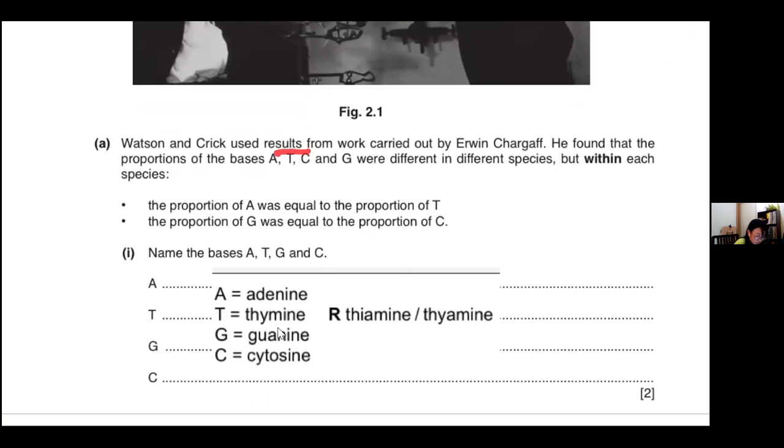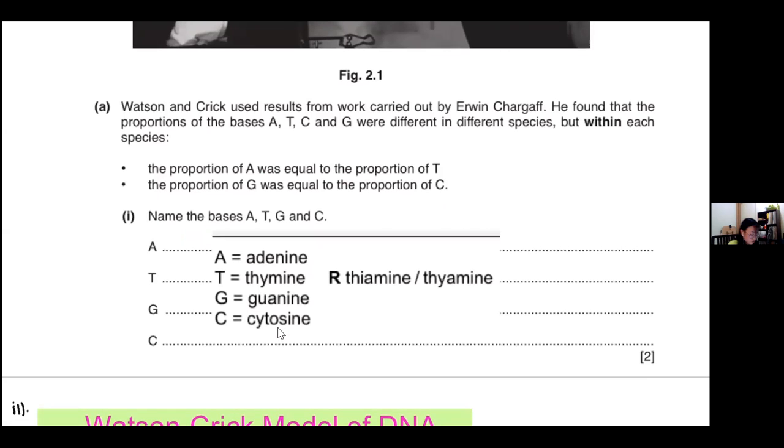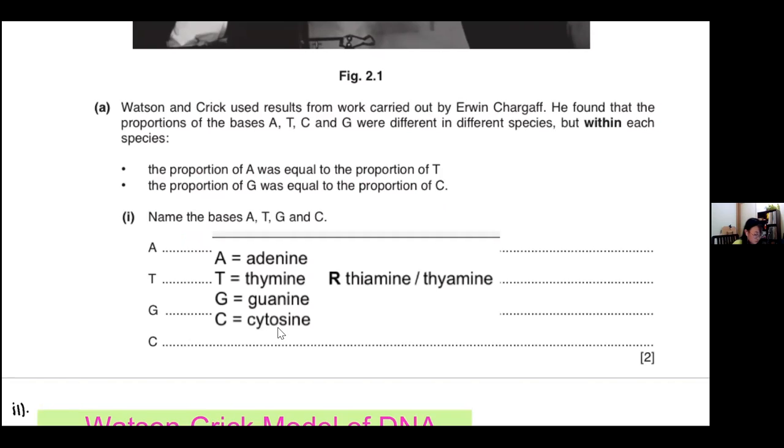Watson and Crick used a result from the work carried out by Erwin Chargaff. Erwin Chargaff is actually the one who found out the rule of complementary base pairing. He found that the proportion of bases A, T, C, and G were different in different species. But within each species, the proportion of A was equal to the proportion of T, meaning the ratio of A and T is the same. The proportion of G was equal to the proportion of C, meaning the ratio of G and C will be the same also. So name the bases A, T, G, and C. So this is very easy. A is adenine, T is thymine, G is guanine, C is cytosine.